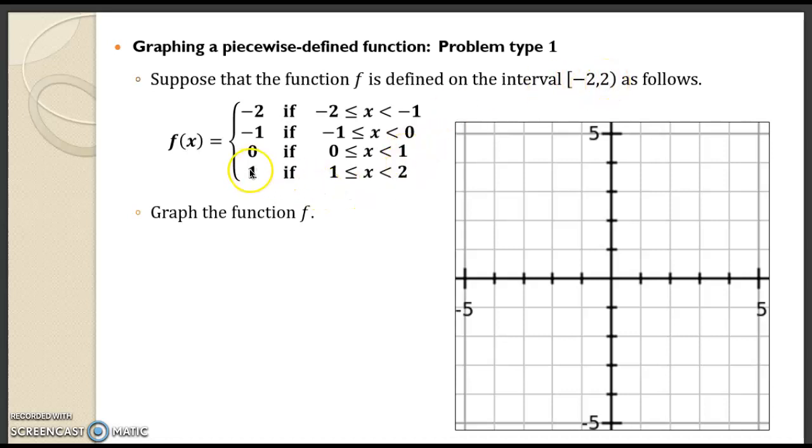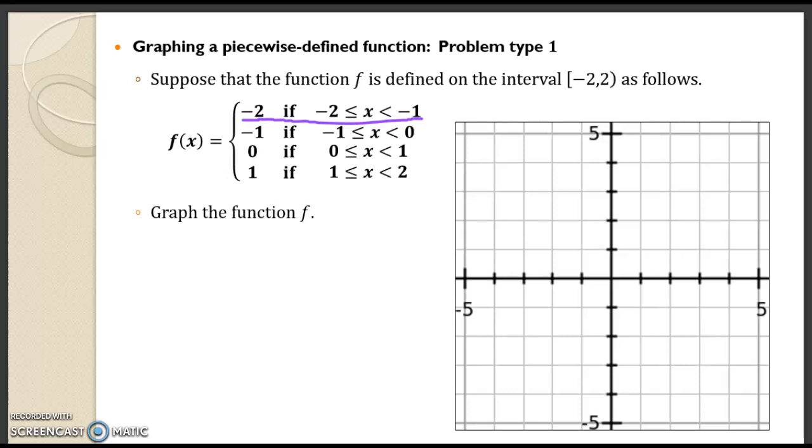So our function is defined as -2 if x is between -2 and -1. Our outputs are -1 if our inputs are between -1 and 0, etc. So let's take this one piece at a time. That's why it's a piecewise function, right? So let's take this first line.